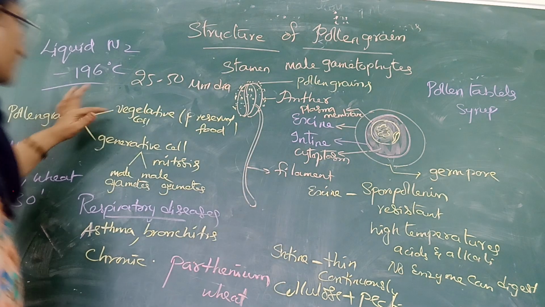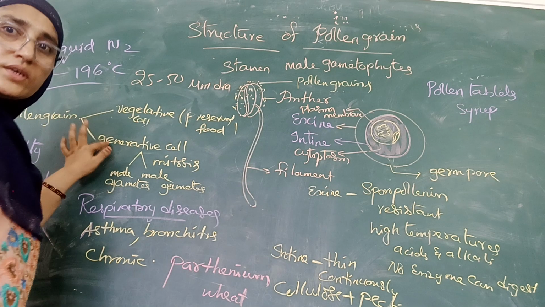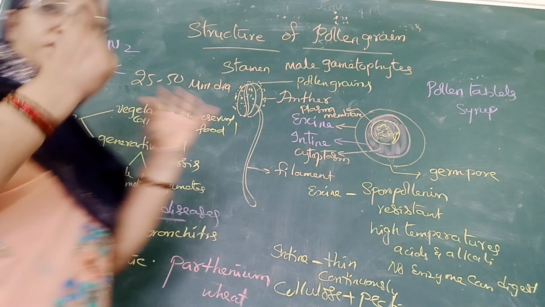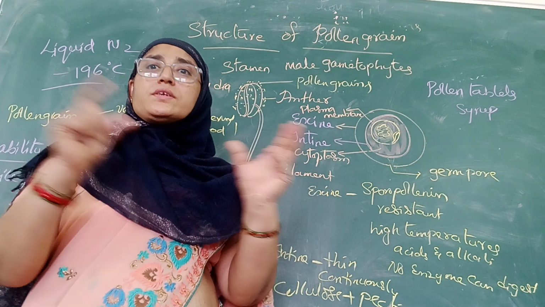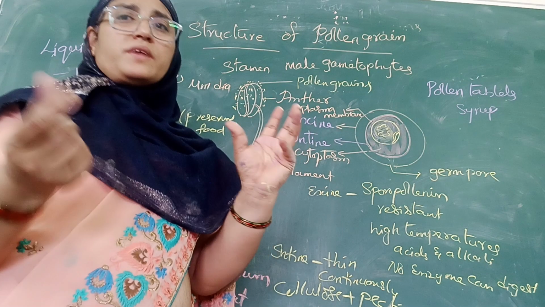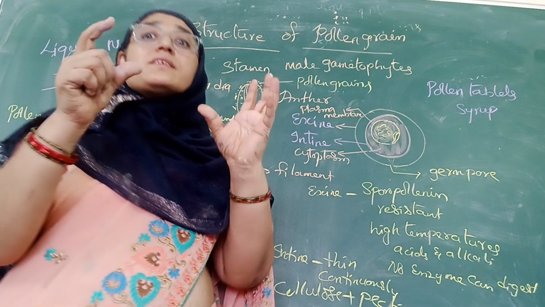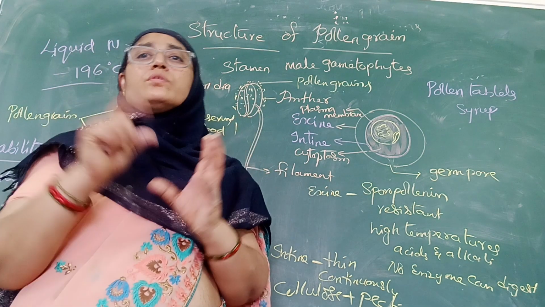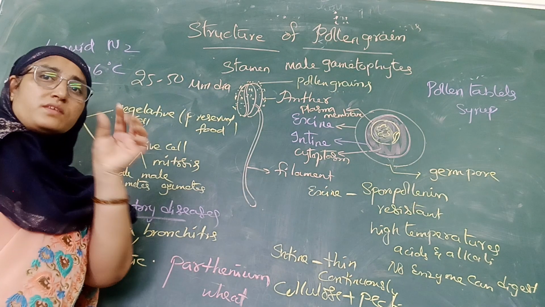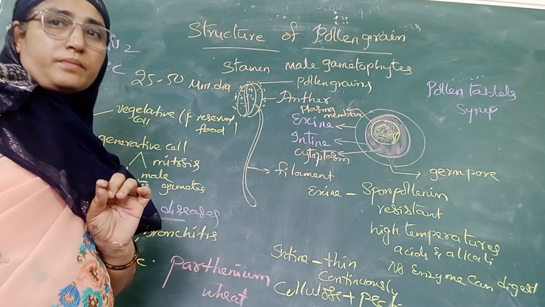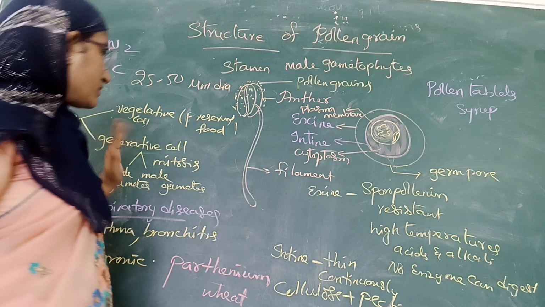Next, when we observe its inner structure, it contains two types of cells: the vegetative cell and the generative cell. The vegetative cell is bigger in size, whereas the generative cell is small. The vegetative cell is loaded with dense cytoplasm, has an irregular nucleus, and contains a lot of preserved food material. Whereas the generative cell is a small spindle shaped cell.